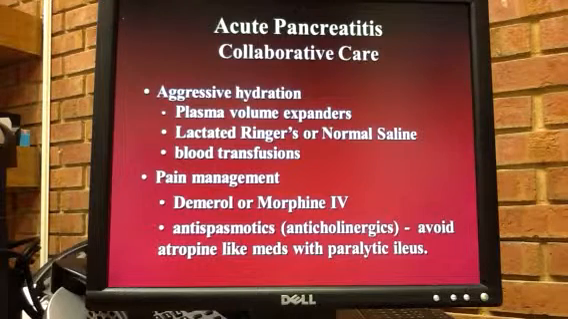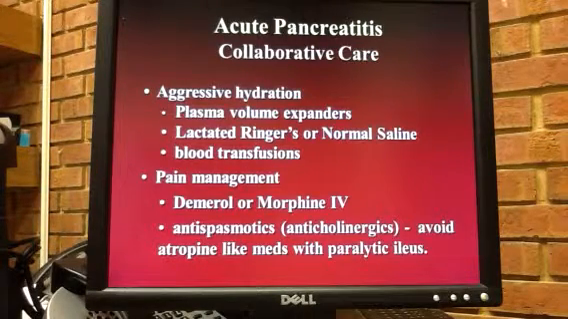If the patient is vomiting or they have NG suction, that can also affect fluid and electrolytes. Lactated Ringer's and normal saline are common fluids in this situation. If the patient has hemorrhagic pancreatitis, blood transfusions may be necessary. Pain management. Pain medication is a priority for these patients also.